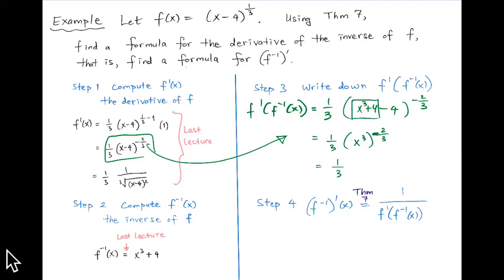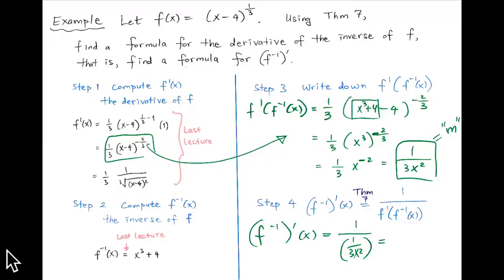So I have 1/3 x to the negative 2, which is 1/3 x squared. So we have now computed what we were calling m before. And to apply the theorem, we will just do 1 over this m. So then I have 3 x squared.